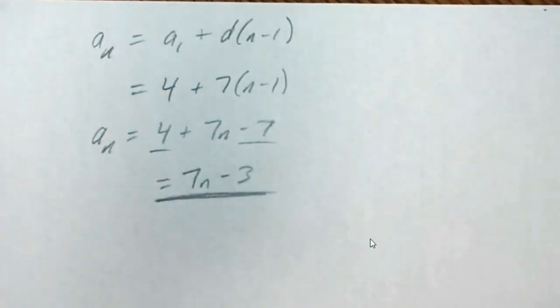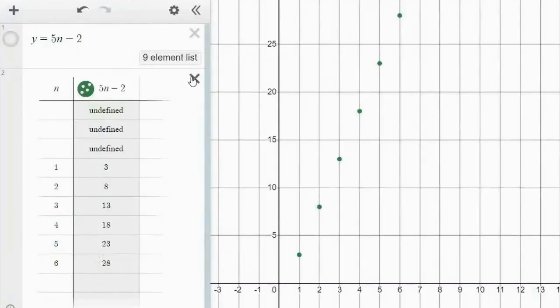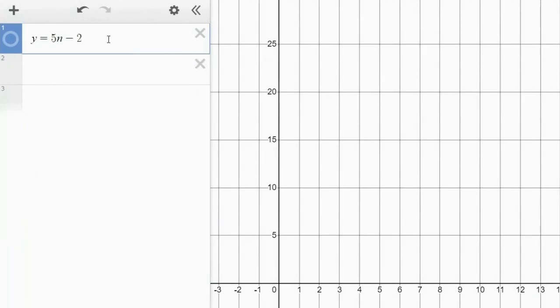So we can go to our Desmos screen. Get rid of this original one here. And make this 7n minus 3. Okay, let's see, I'm going to change. No, I'll leave that scale. That's okay.